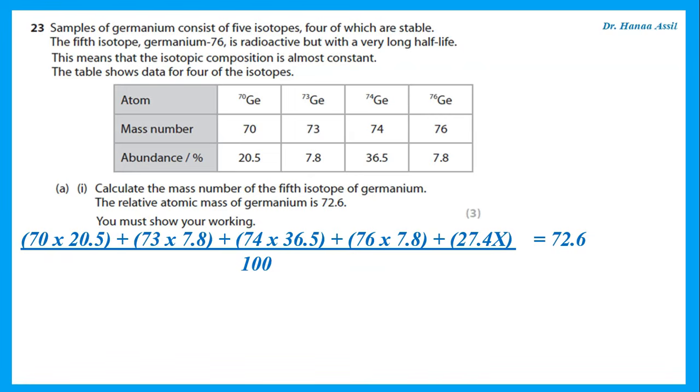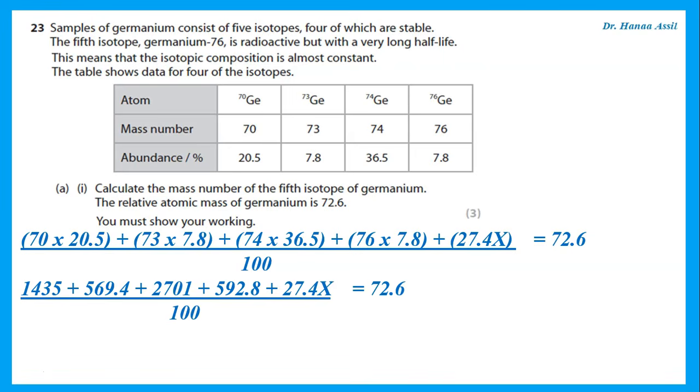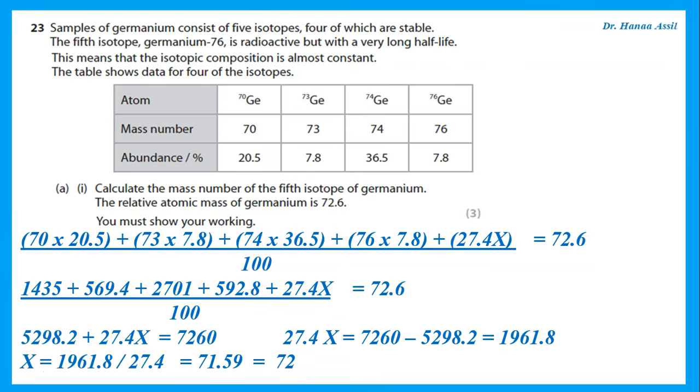So if I say mass number times abundance plus mass number times abundance and so on, plus the abundance of the 5th times its mass number, which we don't know, so we're going to put as x, over 100, all of this should be equal to 72.6, and we need to solve for x. So based on that, x, which is the mass number of the 5th isotope, comes out, according to the calculation, it's 71.59.